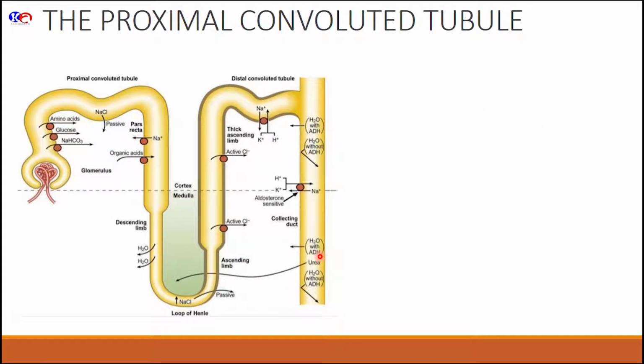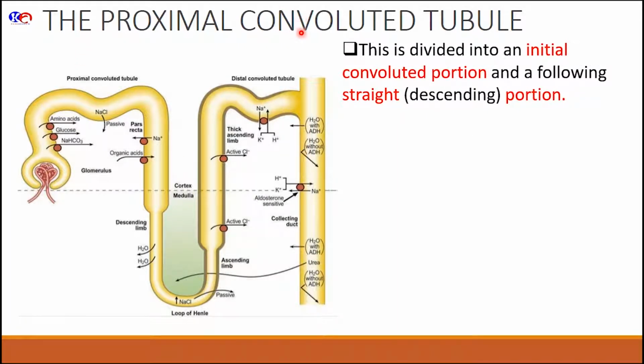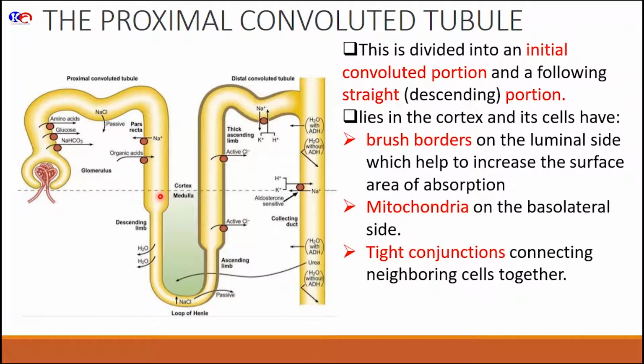Let's deal with the proximal convoluted tubule, which is the initial part of the renal tubule. It is divided into two parts. We have the initial part, and then we have the descending or the straight portion. Now it is basically found in the cortex. Then over here, as you can see, this is found in the medulla. We have the luminal side and then the basolateral side.